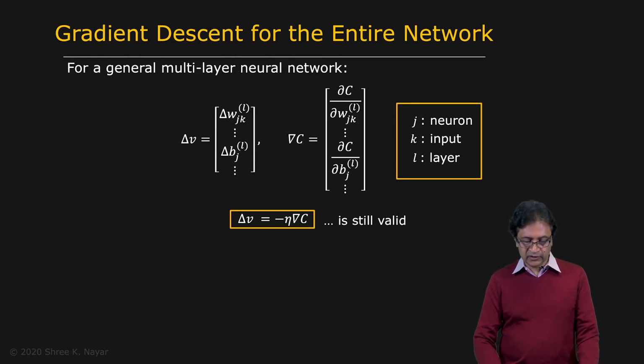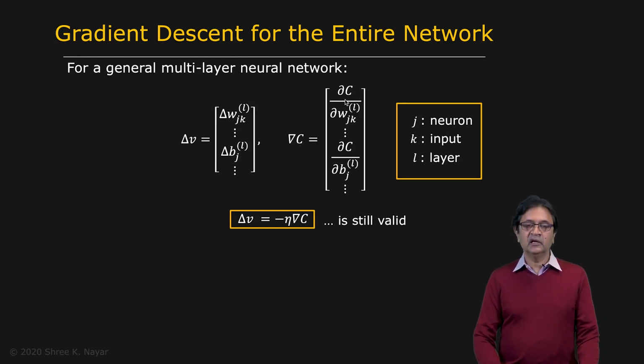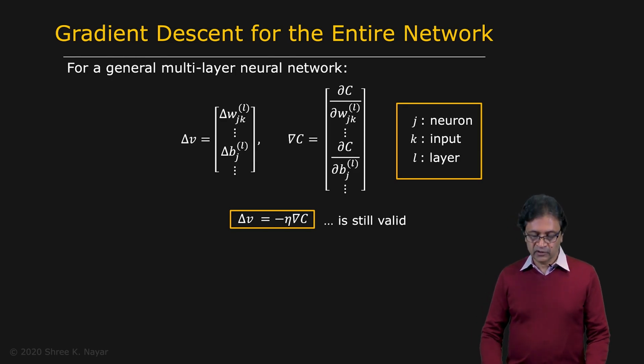So how do we do this? For a general multi-layered neural network, you're going to define your change in parameters as the change in all the parameters, all the weights and biases in your network. And the gradient of the cost now is not just a two-dimensional vector, but its dimensionality equals the number of parameters in your network.